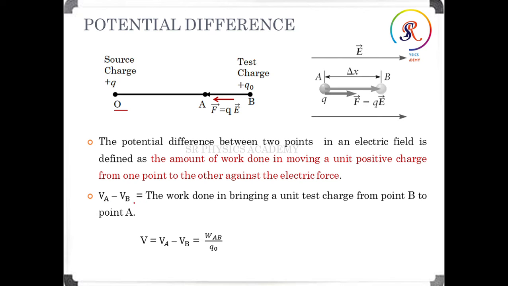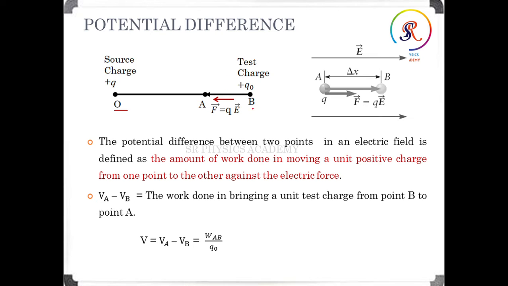Now V_A minus V_B. How can we read it? V_A equal to potential at A. V_B means potential at B. So V_A minus V_B is the difference between one point and another. That means how much work we have done here: the work done in bringing a unit test charge from point B to point A. Now how did we get V_A minus V_B? Let's discuss.